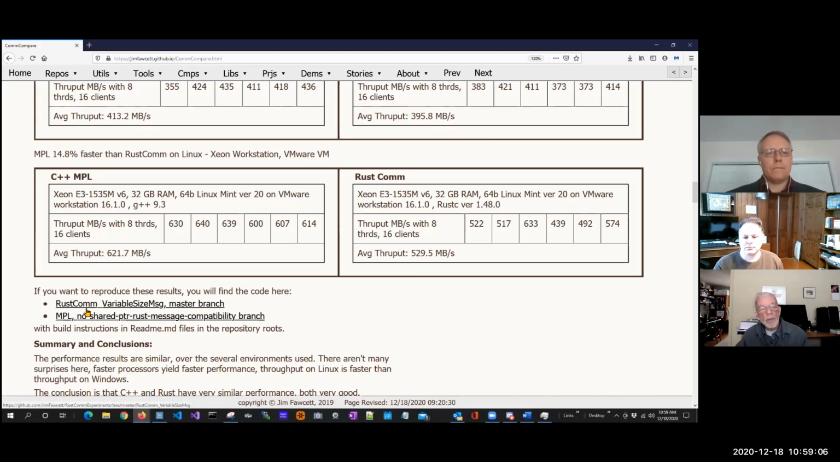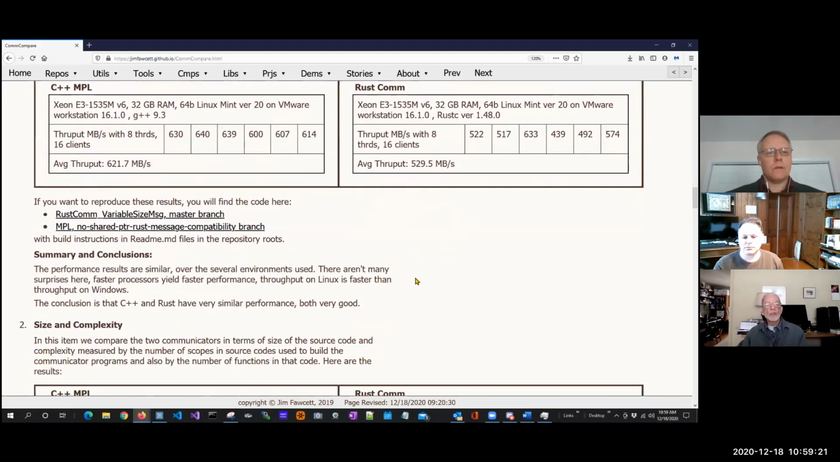These are both links to two different repositories, my repositories for Rust and Mike's repositories for MPL. Each of those repositories has README files that tell you how to build them, so you can reproduce the results if you want. Our conclusions were that performance for Rust and C++ were very similar and both very good.